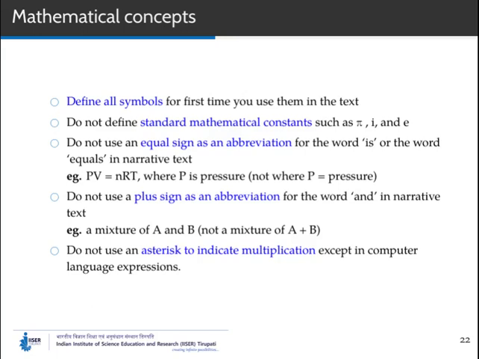Do not use a plus sign as an abbreviation for the word "and" in narrative text. It should be A and B, not A plus B. Do not use an asterisk to indicate multiplication, except in computer-related expressions. It should be expressed only in computer-related expressions.